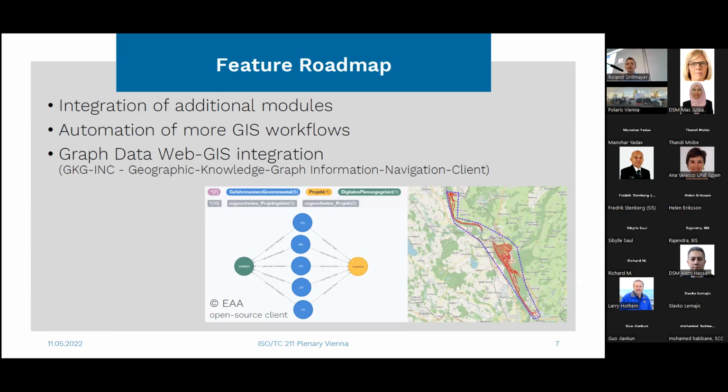And then the last point, there's an open source client currently developed by the Environment Agency of Austria, which combines a graph database with a WebGIS solution. So we have our ontology, we have our knowledge graph, and together with a WebGIS, we can interlink those two. And we can navigate both on this knowledge graph as well as on the map.